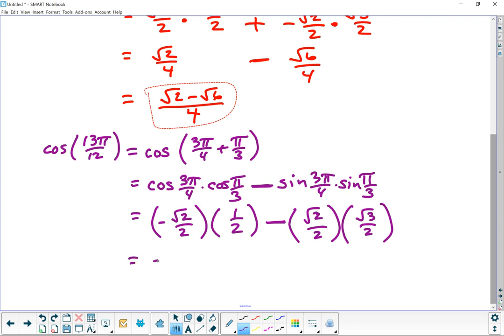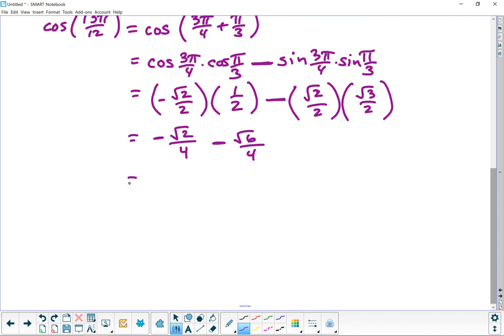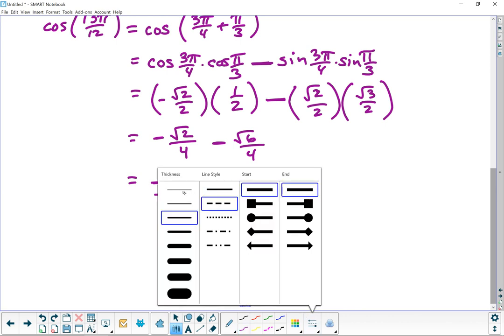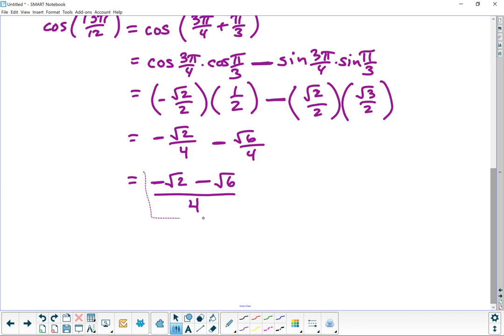So the final answer, working towards it: negative radical 2 over 4 minus radical 6 over 4, which gives the final answer of negative radical 2 minus radical 6, all of this over 4. And no, you cannot combine those together. That's the best you can do. Attaboy or attagirl.